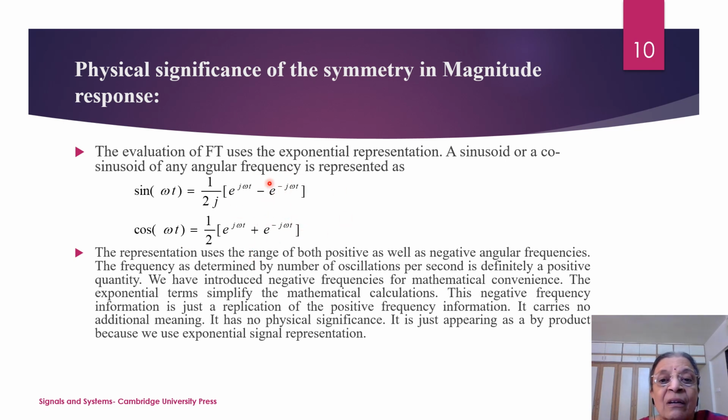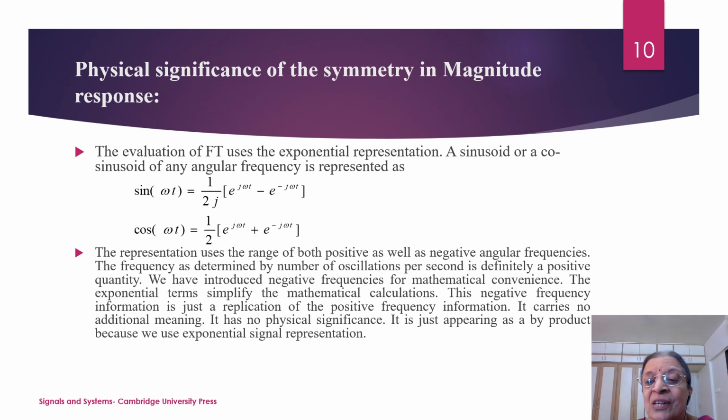Now, what is the byproduct of these exponential functions? The representation uses the ranges of both positive as well as negative angular frequencies. Right. So, the frequency as determined by the number of oscillations per second is definitely positive. But for mathematical convenience, when we are using these exponential functions, we get the negative frequency as well. And the information present on the positive side is the same information present on the negative side. So it has no physical significance attached to it. It is just appearing as a byproduct because we are using exponential signal representations.